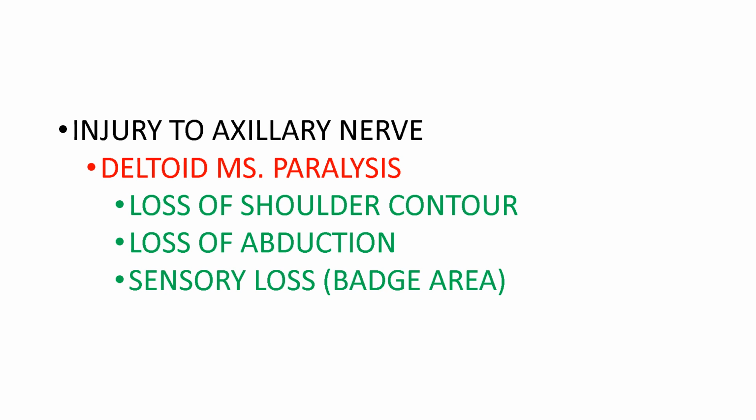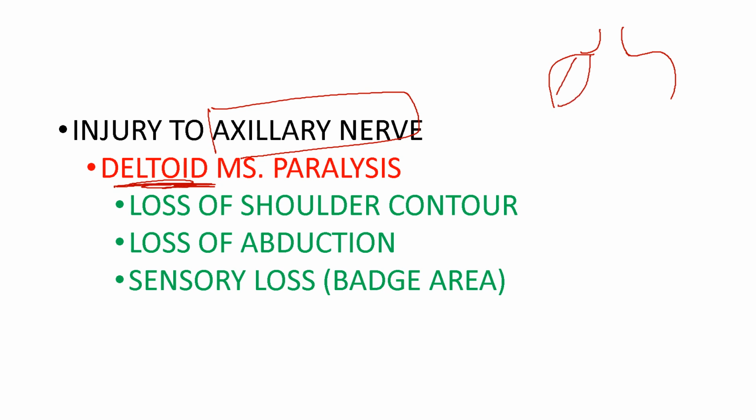So in case of any fracture of the neck of the humerus or injury at the neck of the humerus, the axillary nerve gets injured. And because you know that the axillary nerve supplies the deltoid muscle, you will find paralysis of the deltoid muscle. So you know that the rounded contour of the shoulder is formed by which muscle? This is formed by the deltoid muscle. So in case the deltoid is paralyzed, there will be no contouring of the shoulder.